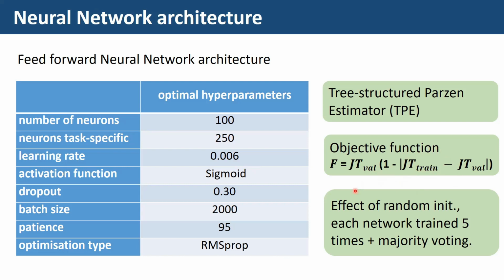Then, neural networks have a random initialization. So we repeated each network 5 times, and then we averaged the output of the networks by means of a majority voting approach. These are probably some details, but the aim is to avoid the effect of the initialization of the weights of the neural network.